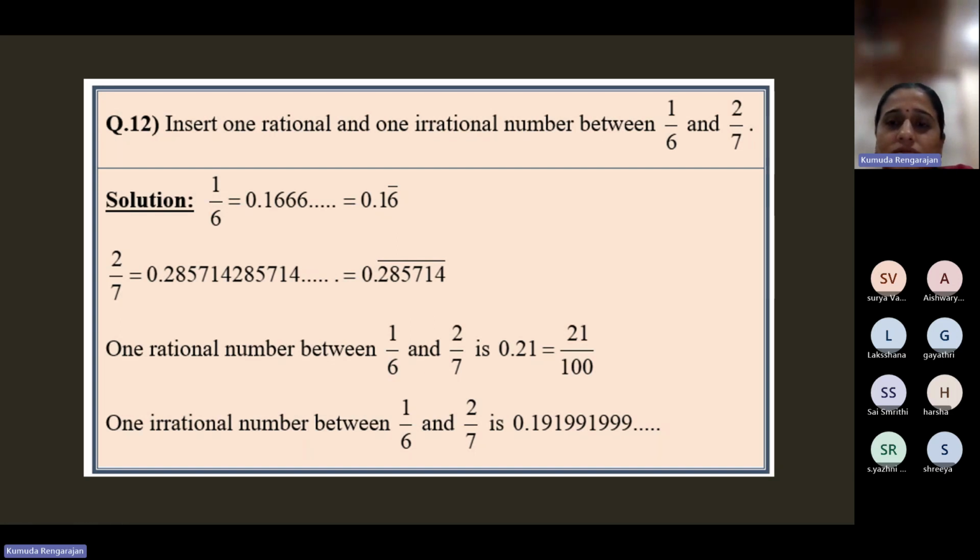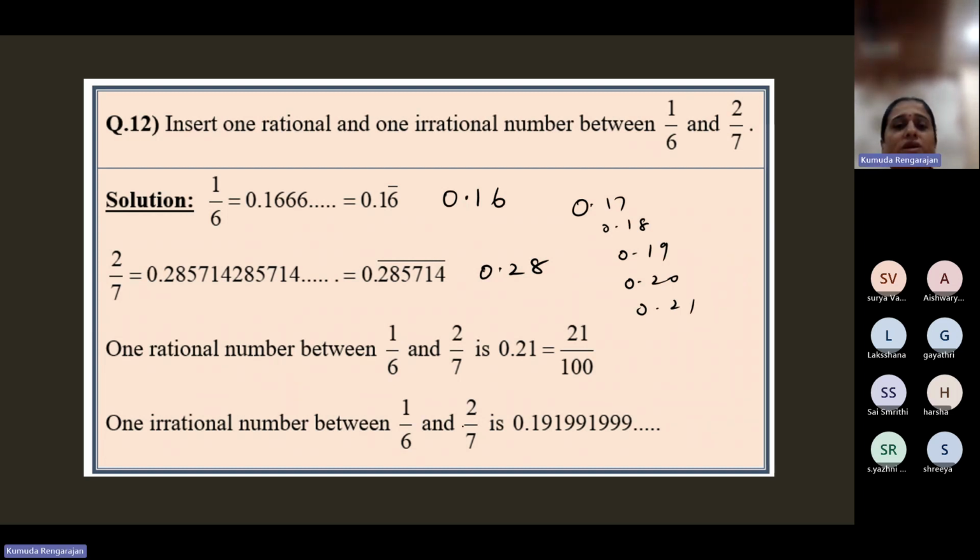Find the decimal expansions of 1 by 6 and 2 by 7. That's the first step. And compare, just to understand, compare an equal number of digits after the decimal point. Between 0.16 and 0.28, we have 0.17, 0.18, 0.19, 0.20, 0.21. So I have written 0.21.